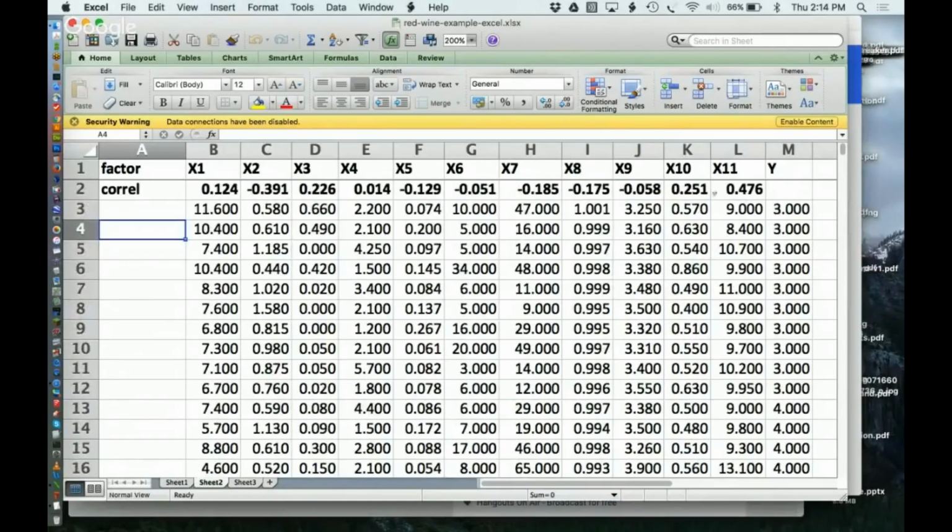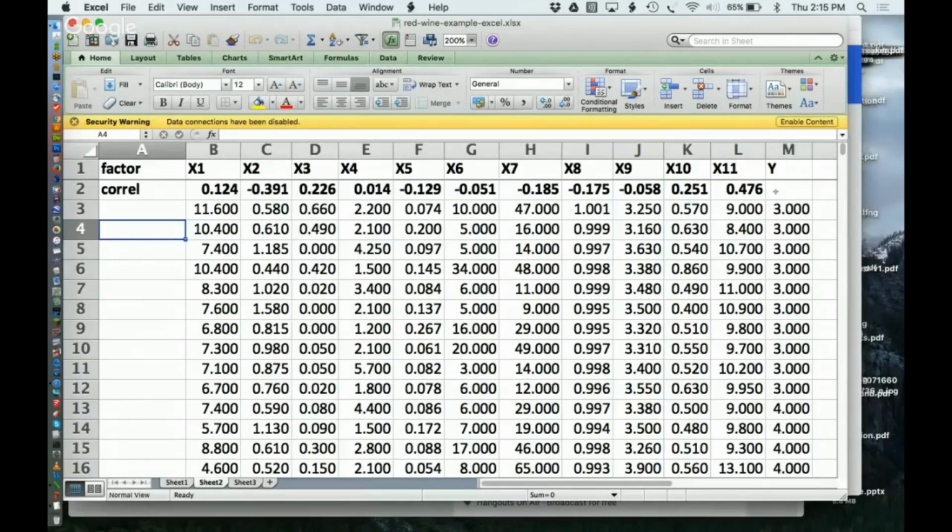Now, just for fun, I used Excel's correlation function for each factor to look at how strongly correlated it was with our Y. So you can see here, factor 11 has a correlation of 0.47 with quality. And if you're an engineer, you might be thinking, okay, I don't want to build a bridge with a 0.47 correlation that it won't fall down.